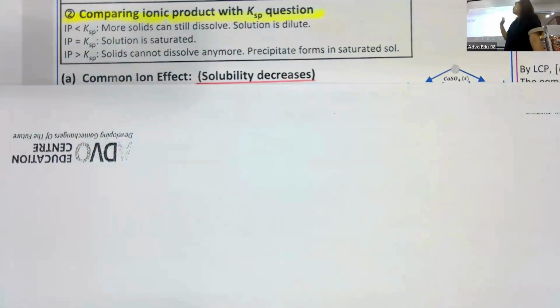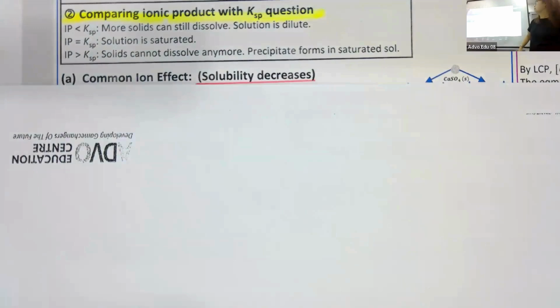Okay, so basically it's called common ion effect. Common ion effect, okay? You take down the title first, I show you the diagram which is already printed for you. This one is really simple, not difficult. Then you want me to underline this in red or highlight, also can.